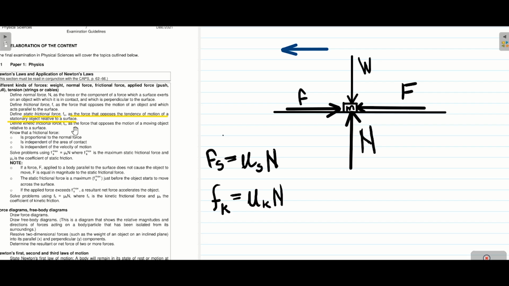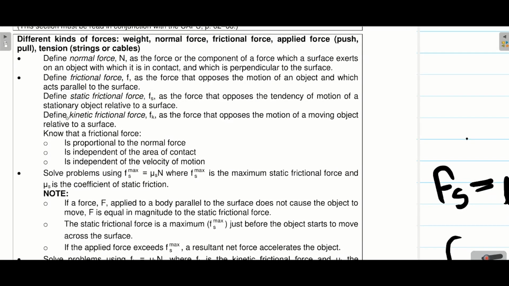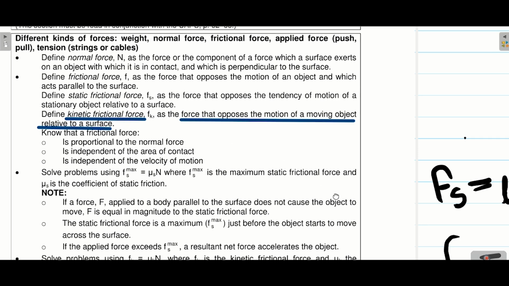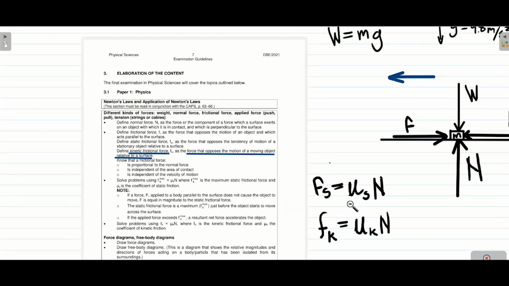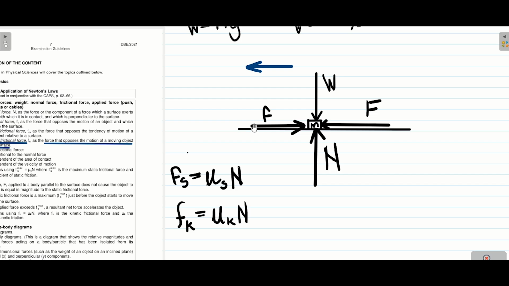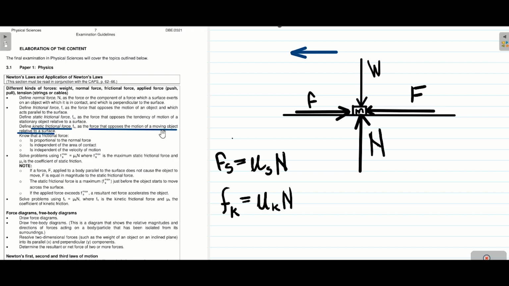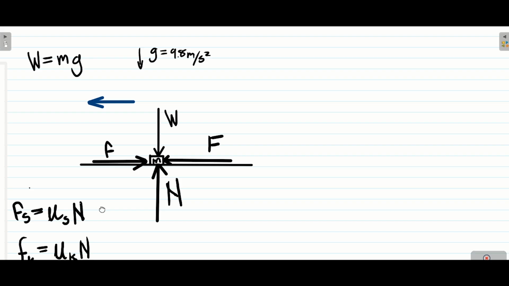So now let's look at kinetic frictional force. Kinetic frictional force is defined as the force that opposes the motion of an object relative to the surface. So this one is different because it's not talking about tendency of motion or a stationary object. It's saying it's opposing the motion of a moving object relative to the surface. So that was frictional force.